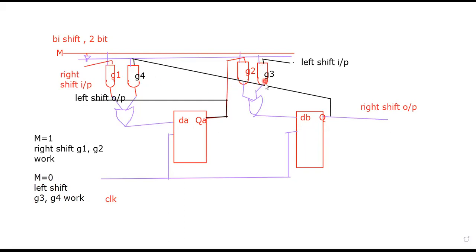Over here, this G3 is connected with the negative line, so it will work at the complemented line, so it will work at M equals 0. And for right shift, G1 is connected with M and G2 is also connected with M, so right shift happens when M equals 1. Understand? You can take a screenshot of this. This is our bi-directional shift register. Rather than bi-directional shift, you can go for load shift because we can avoid drawing this extra part.